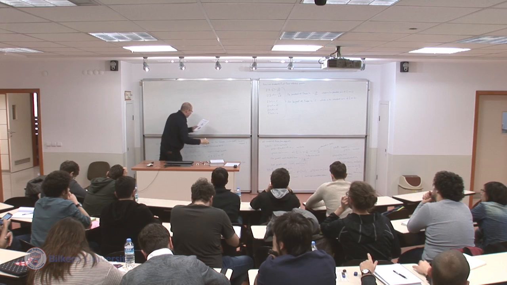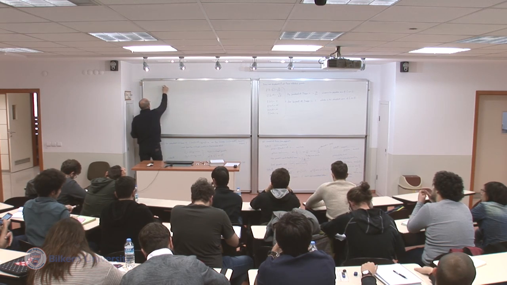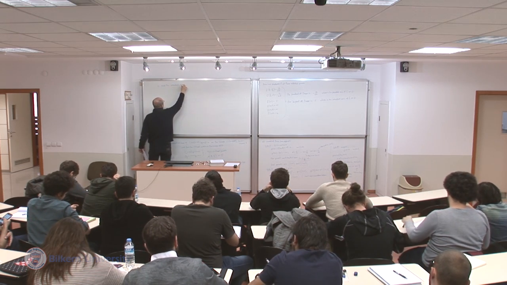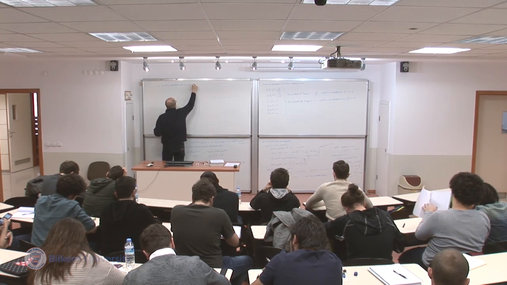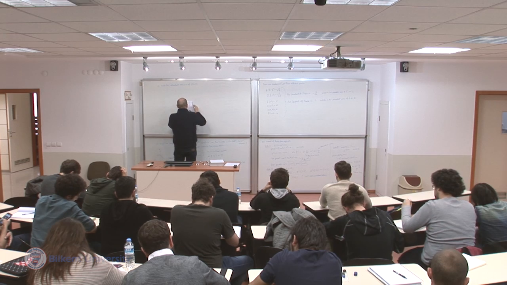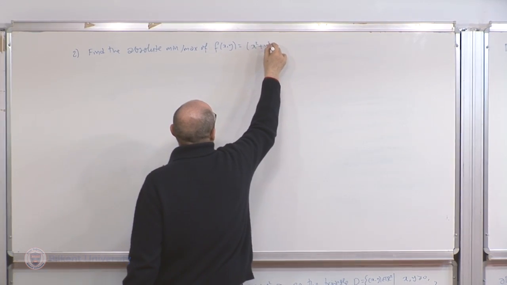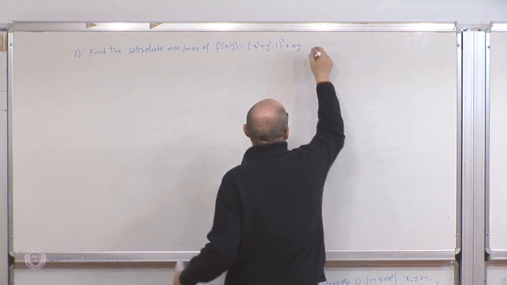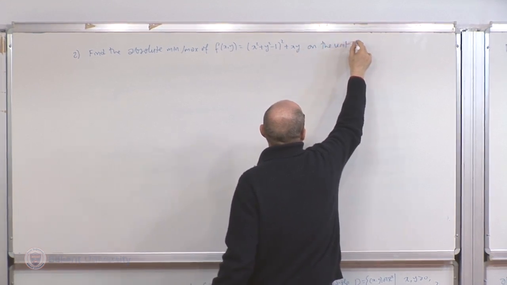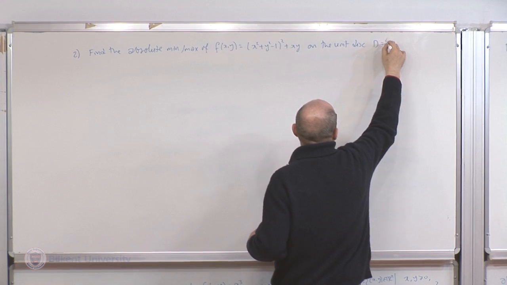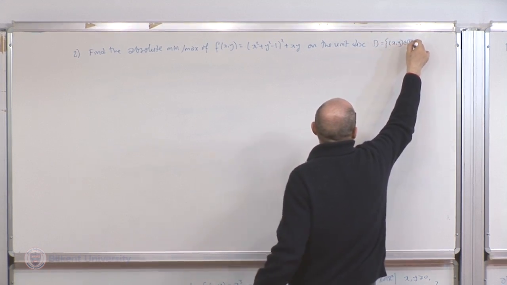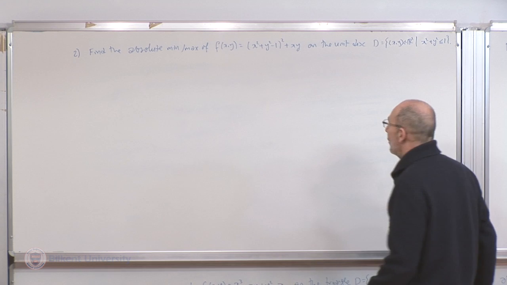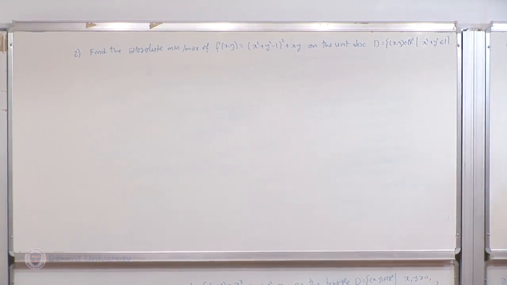Okay, so the exercise says: find the absolute min and max of f(x,y), which is (x squared plus y squared minus 1) squared plus xy, on the unit disk D equals (x,y) in R2 such that x squared plus y squared is less than or equal to 1.